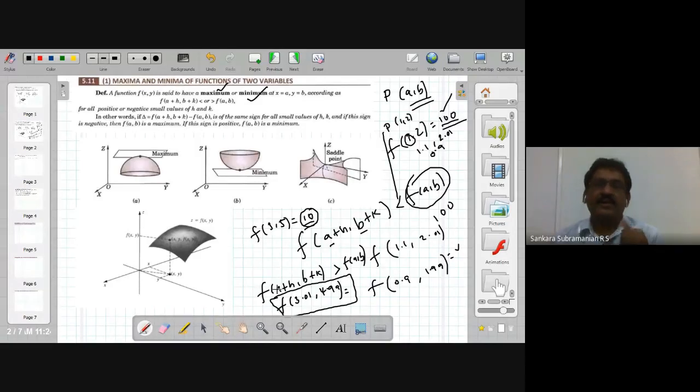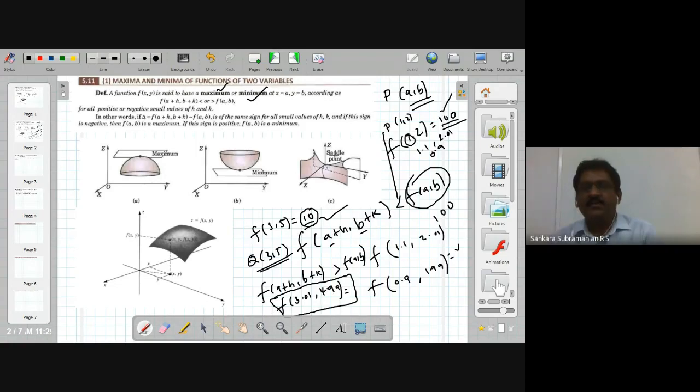Similarly for the minimum, that has been depicted here. Suppose Q is the point (3, 5) where the function attains the minimum, and the minimum value of the function f is 10. This holds only if, when you substitute values nearby to that particular point, (a plus h, b plus k), that value must be greater than f(a, b), or 10. Then we can say that this is the minimum or maximum.